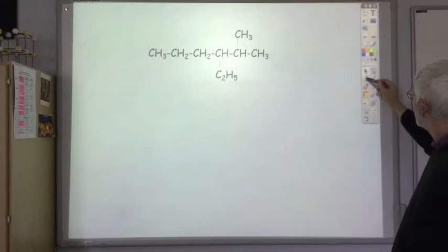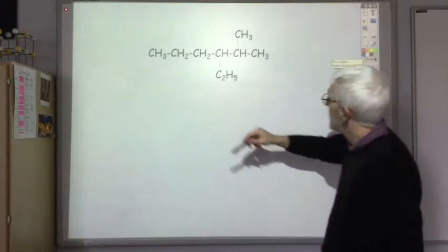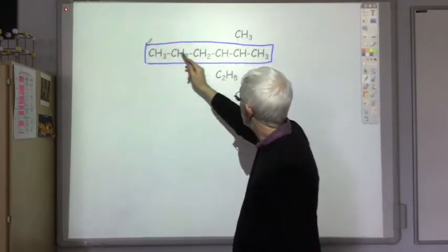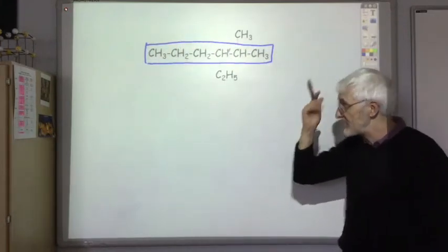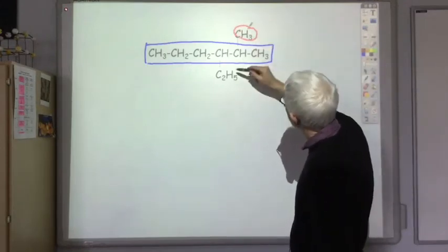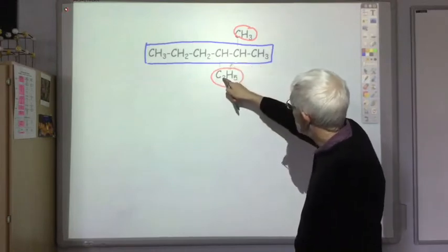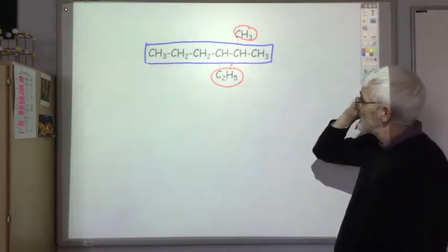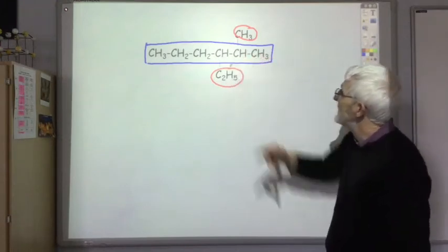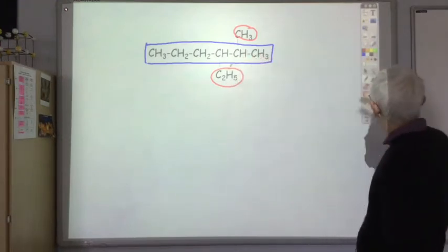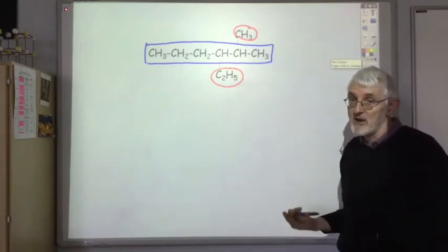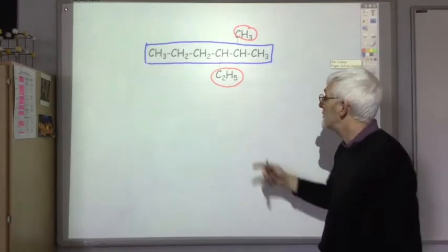Oh, in this example we've got 2 branches. Here's our main chain of carbon atoms, 1, 2, 3, 4, 5, 6 again, so that's hexane. We've got a methyl branch here and an ethyl branch here because it contains 2 carbons. To get the smallest numbers, we number from this side, so it's 1, 2 and 3. But when it comes to naming it, you always name the ethyl first. You just do it in alphabetical order, and ethyl comes before methyl in alphabetical order.